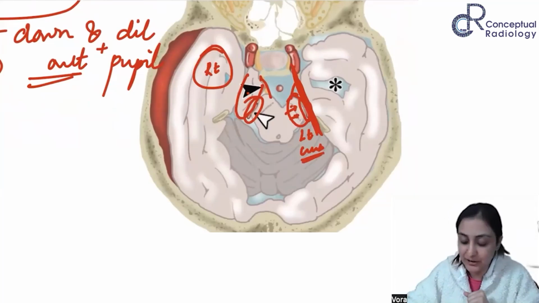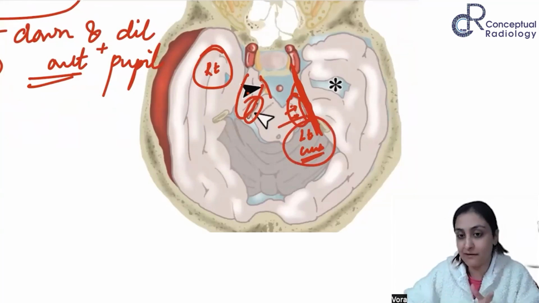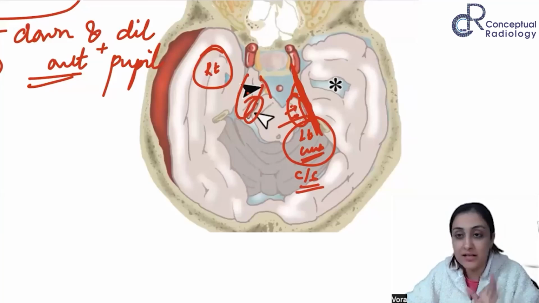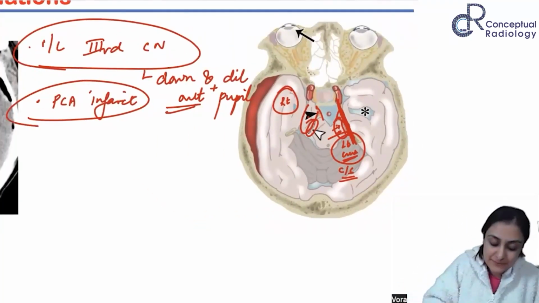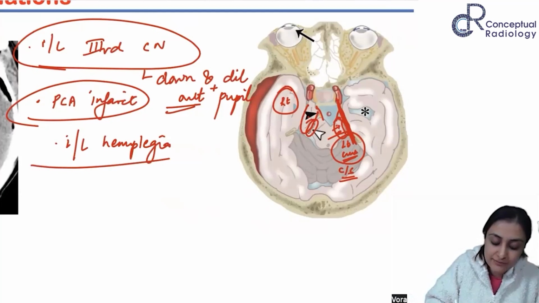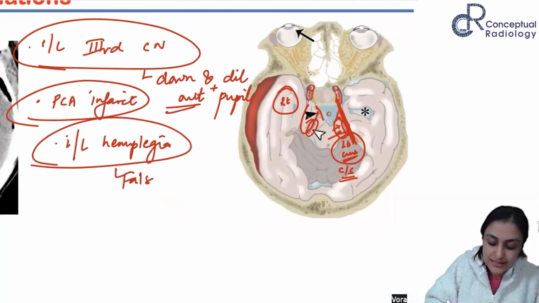So what kind of weakness will this patient have? In the crus we have corticospinal tracts, yeah, which have not crossed yet. So what we are gonna have now is ipsilateral weakness, hai na? So ipsilateral hemiplegia ho jayega. So this is what is called as the false localizing sign.